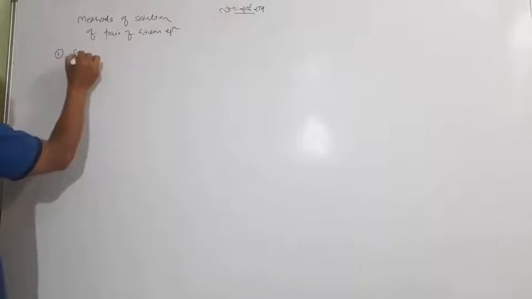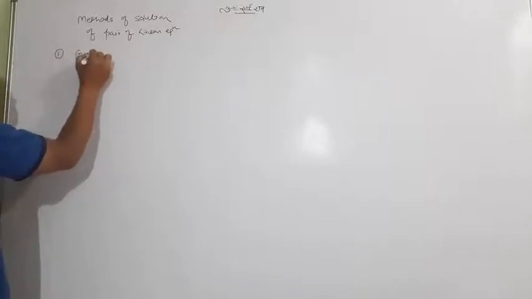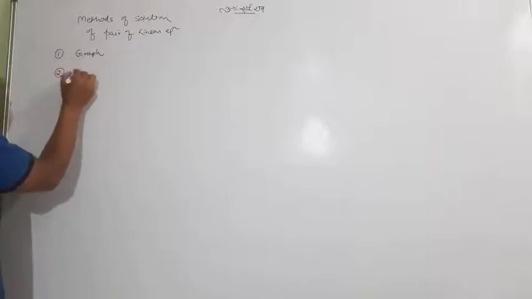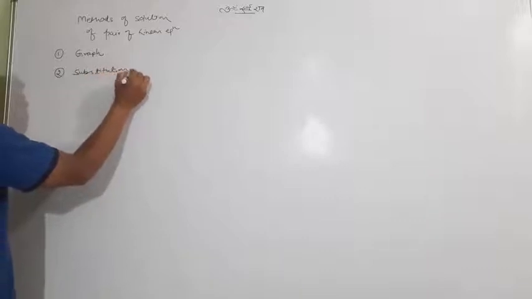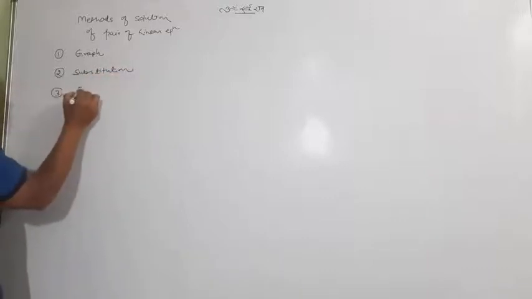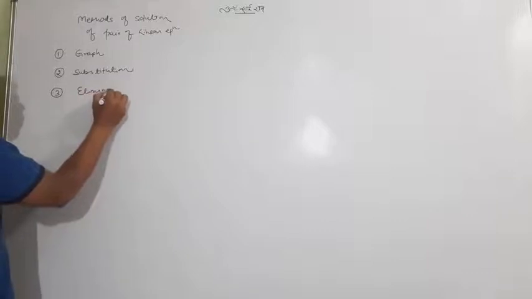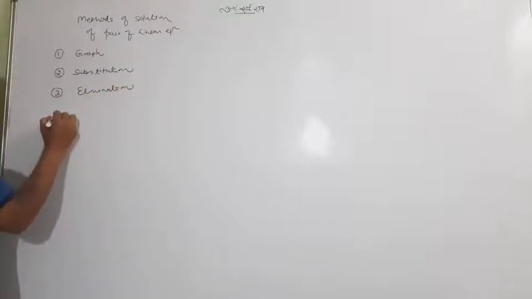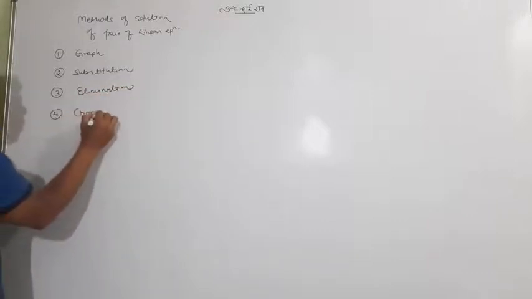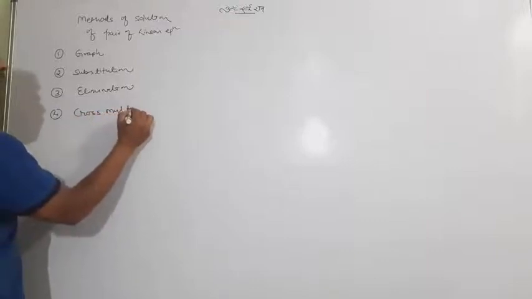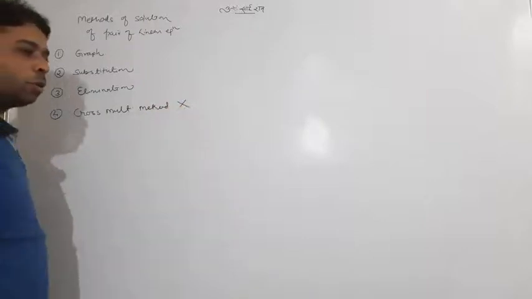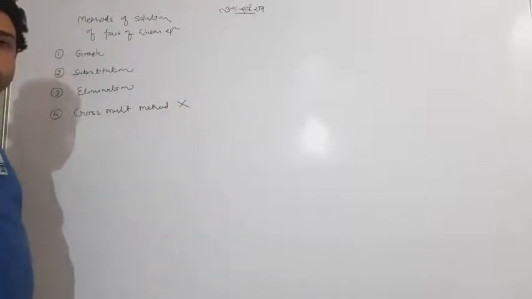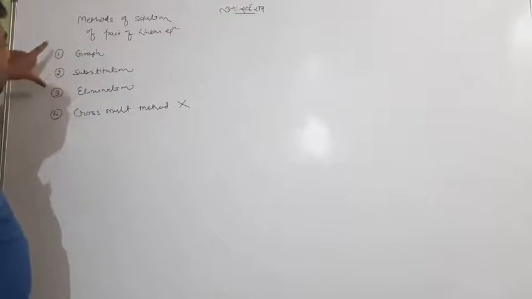We have some methods. First, the graph method, which we have already seen. Second, the substitution method, which we are about to see here, and the elimination method. Fourth is the cross multiplication method, but let me explain that this has been removed from your new syllabus, so we don't have to see it. We have to discuss only three things.